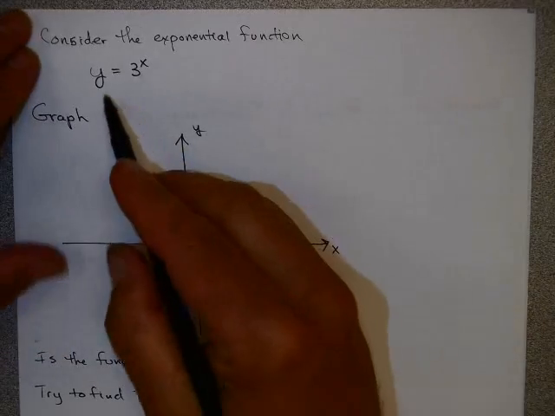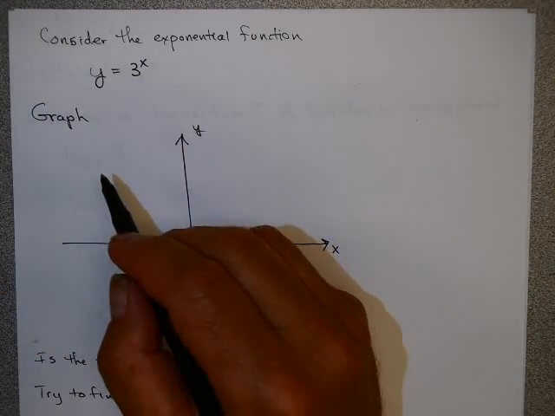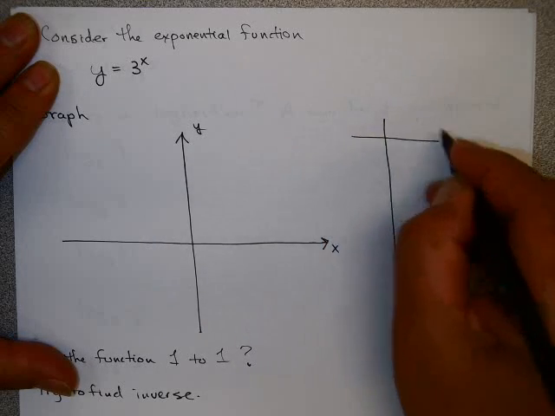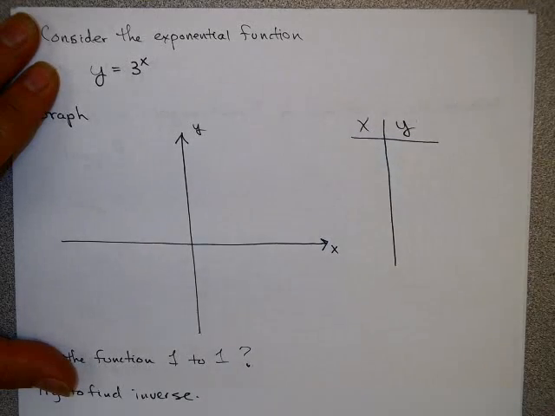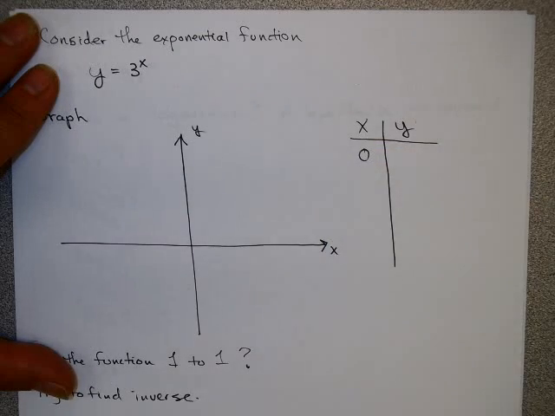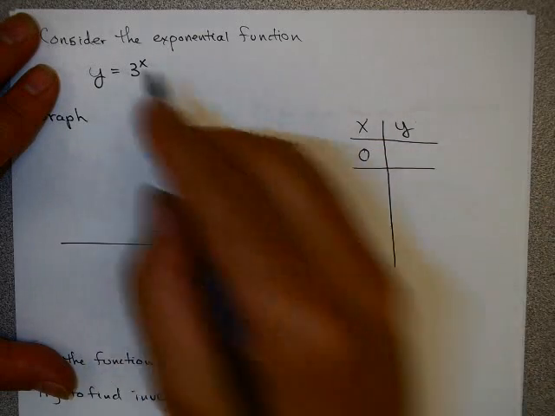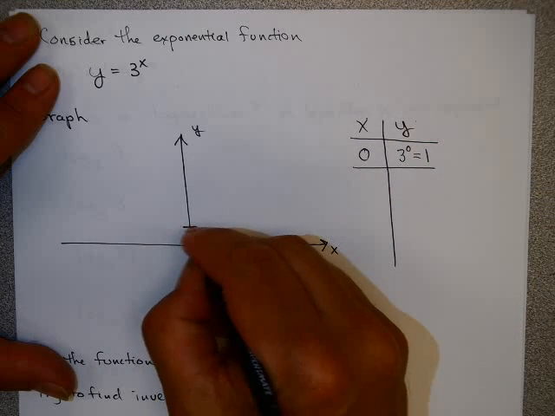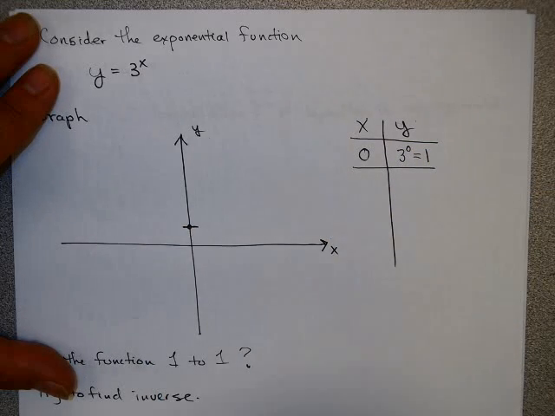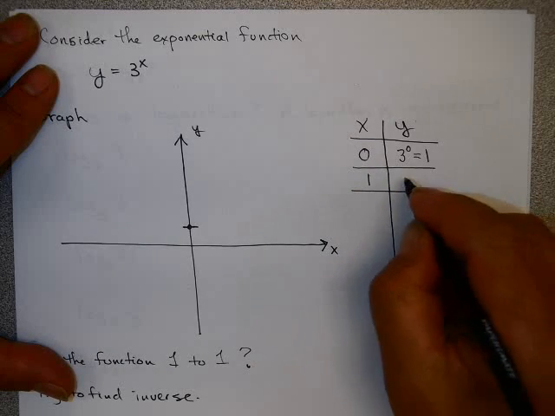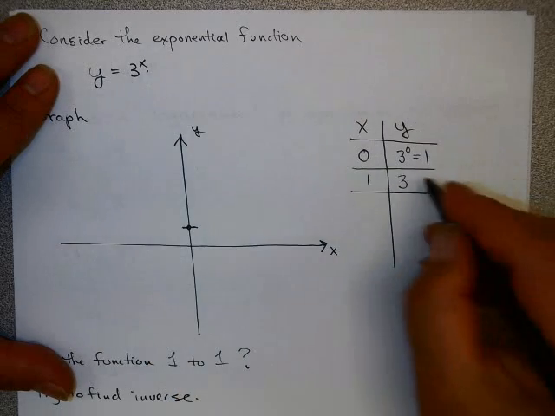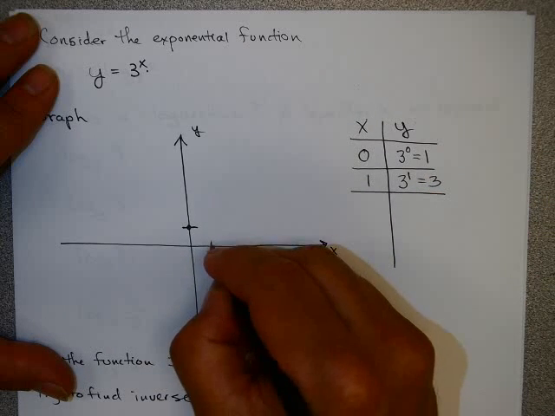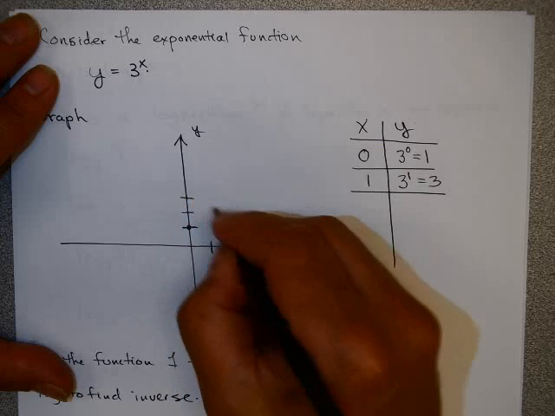Let's take a look at the exponential function, y equals 3 to the x. I'm going to graph it by picking a few points. Let's start with an easy value for x, 0. If I plug in 0, I get 3 to the 0, which equals 1. So I'll plot that point, (0, 1). Let's take a positive number like 1. That'd be 3 to the first, so that's just 3.